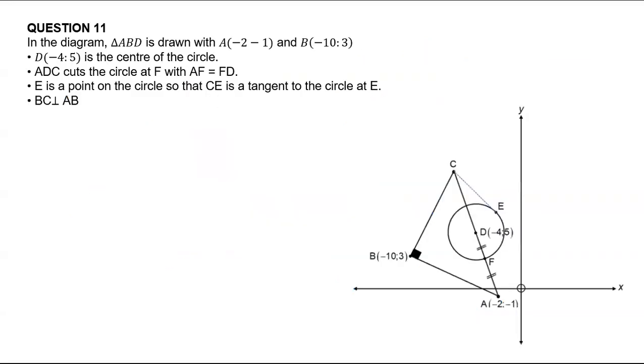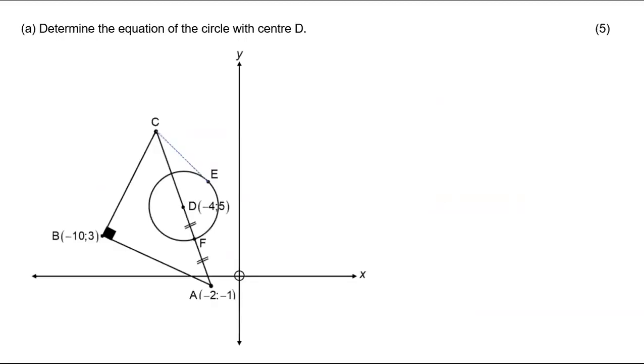All right, try out question 11, and these are the questions that you need to answer. With respect to C, when you look at the question paper, you will notice that they made a mistake by writing the coordinates of D as -10 and -3. That is incorrect. It should be -10 and 3.